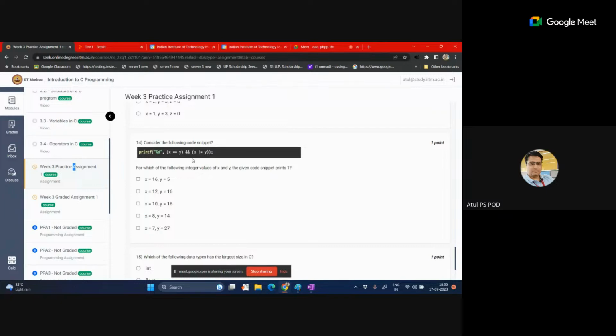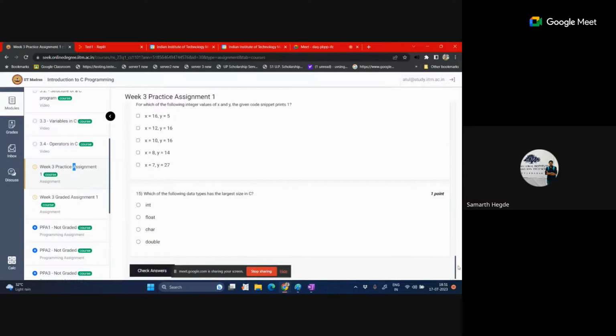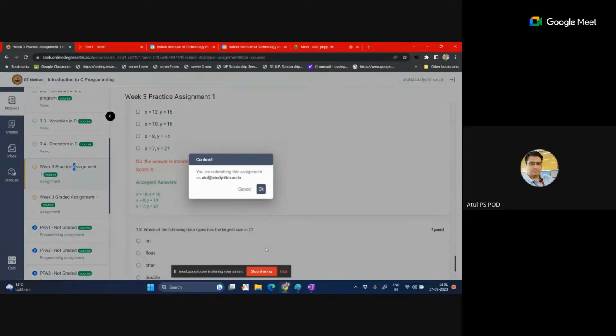So that means if both conditions are true, then this statement will return 1. If any condition is false, it will return 0. So here, in the first condition, 16 and 5. What is the answer given? Let me check.